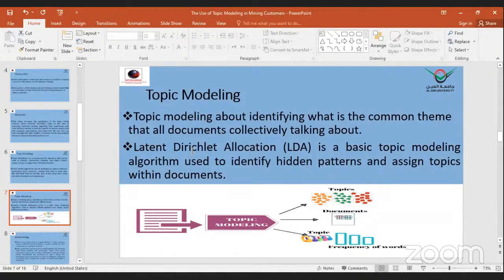Latent Dirichlet allocation is basically a topic modeling algorithm used to identify hidden patterns and assign topics within documents. As you can see, the input for the topic modeling algorithm is the text reviews, and the output is the clusters, which we name topics. What are these reviews talking about?